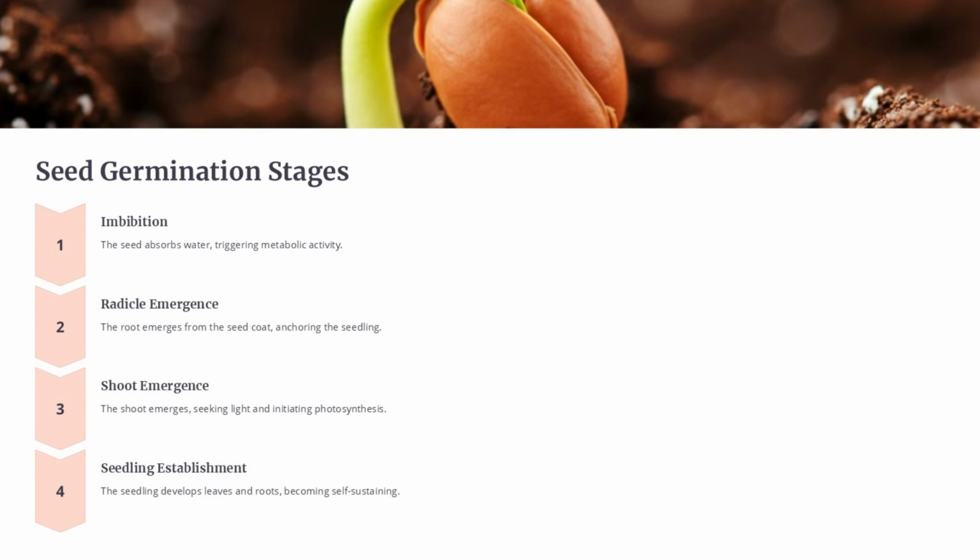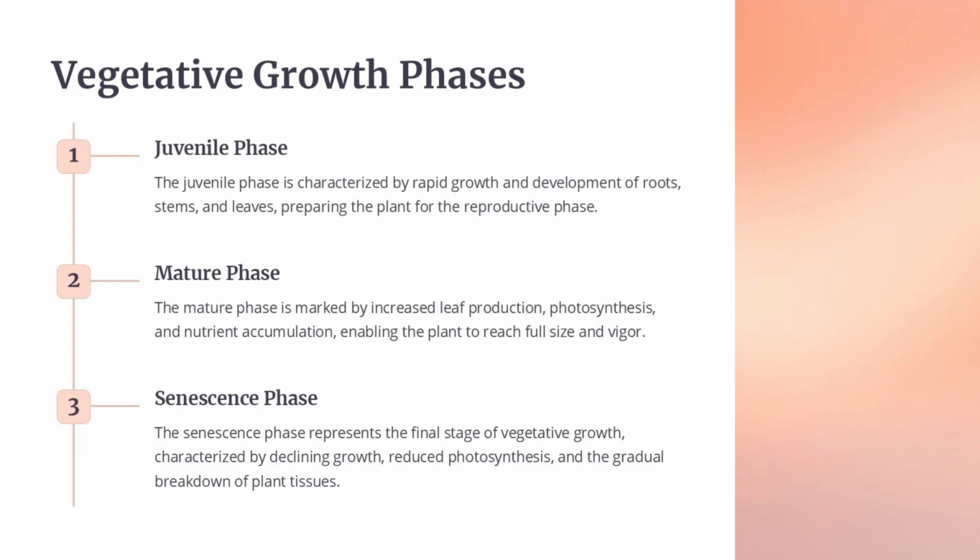These four key stages, imbibition, radicle emergence, shoot emergence, and seedling establishment, are critical to the successful germination and early growth of a plant from seed. The vegetative growth of plants can be divided into three main phases: juvenile, mature, and senescence. The juvenile phase is characterized by rapid growth and development of roots, stems, and leaves, preparing the plant for reproduction.